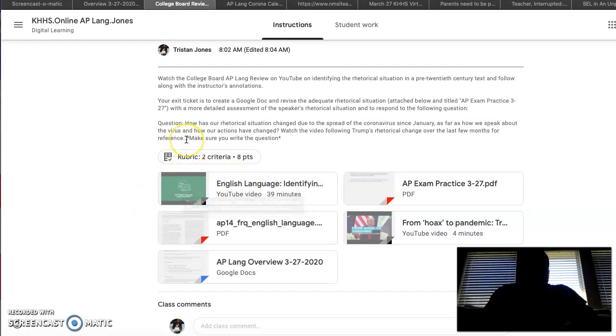They're using the 2014 question 2, Abigail Adams' letter to her son. I think we covered that very briefly in class in the first semester, so some of you may be familiar with it. The prompt is attached both under the YouTube video and here. It's a PDF, so you can edit it as much as you want to. There's also an AP exam practice, which has an adequate rhetorical situation. And your exit ticket is actually to revise that to make it more effective, more detailed.